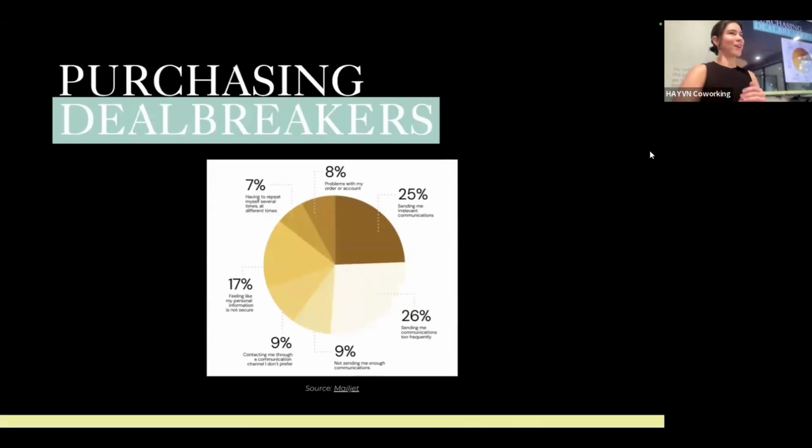So this is that lovely pie chart again. These are some purchasing deal breakers. The question with this chart was what would prevent you from purchasing from a company. We've got 25% saying sending me irrelevant communications, 26%, there we go, sending me communications too frequently. And then we've got contacting me through a channel I don't prefer, feeling like my personal information is insecure, having problems with the company, having to repeat themselves, things like that. But really 51% of that is sending irrelevant communications and sending communications too frequently.